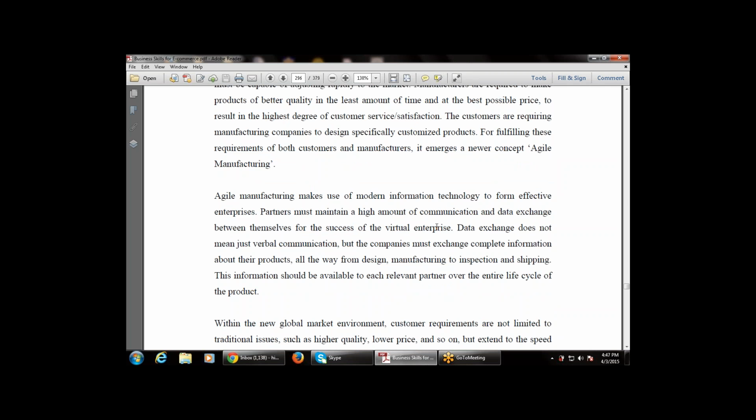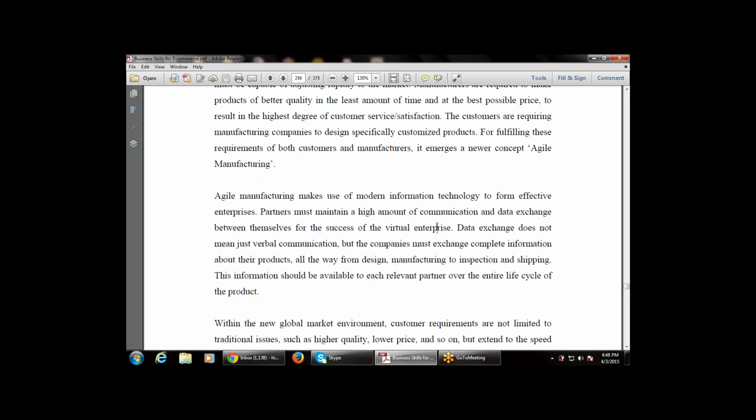Partners must maintain a high amount of communication and data exchange between themselves for the success of the virtual enterprise. Partners means both the manufacturers and the customers.